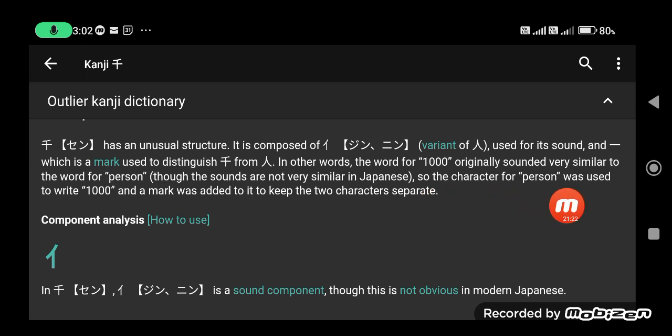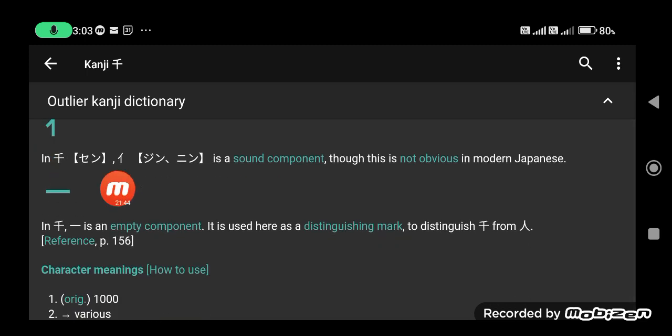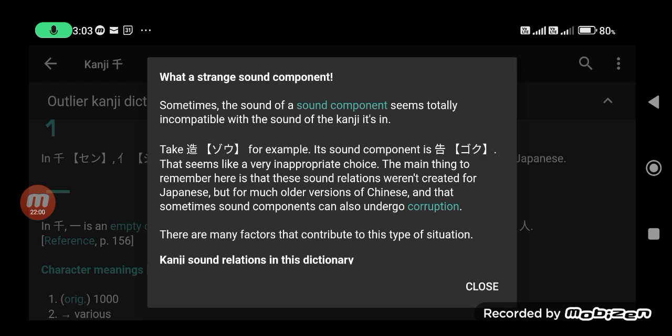So the character for person was used to write 1000, and a mark. What's that mark? The ichi, or that horizontal line. A distinguishing mark was added to it to keep the two characters separate, so that you can distinguish them. So in sen or 1000, the human radical is a radical for human. Jin, nin is a sound component, although this is not obvious in modern Japanese. Why not obvious? It's because of sound corruption. What is sound corruption?